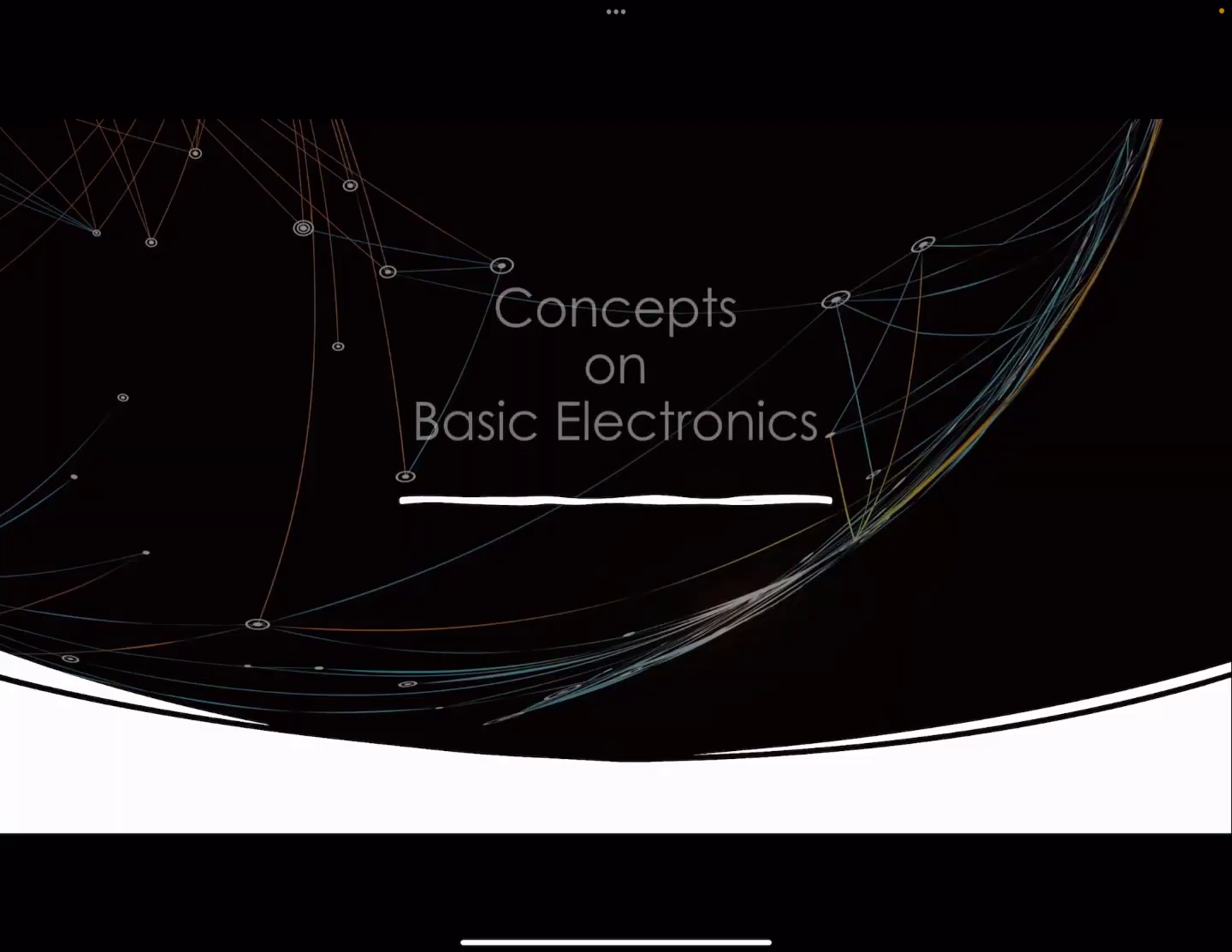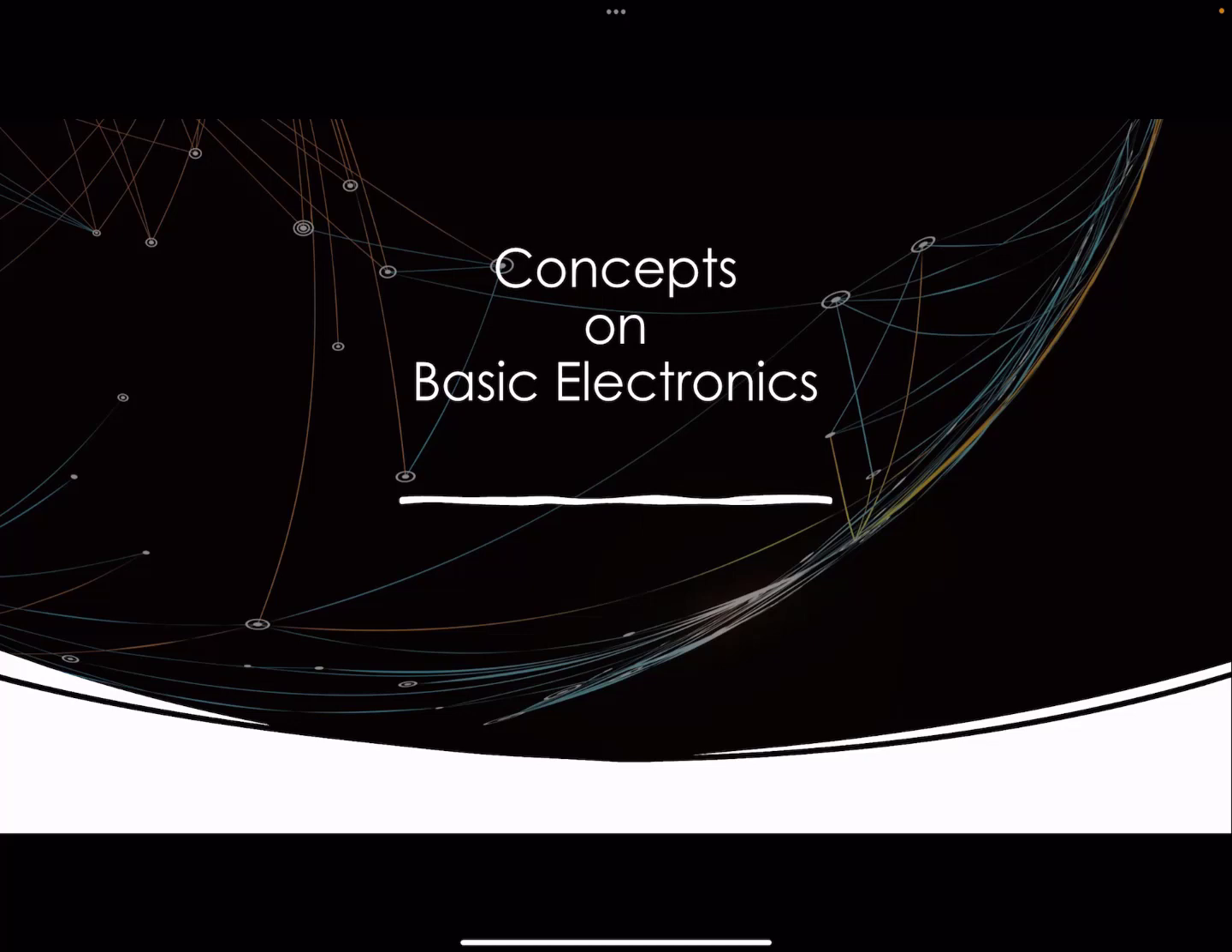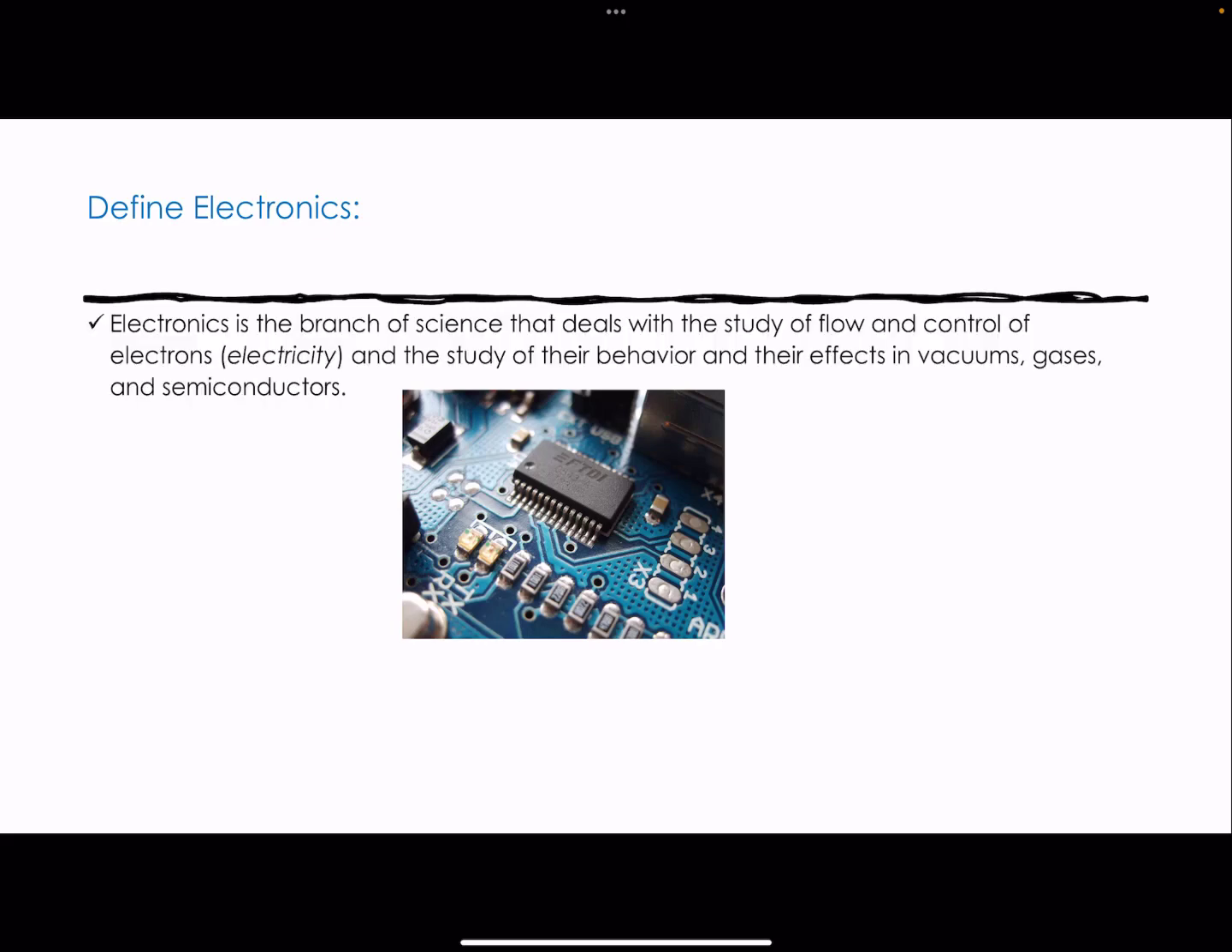Today in this video, let us learn about some of the important concepts on the basic electronics. So now moving on to the topics, first let us see how we can define electronics. Actually, there are so many ways in which electronics can be defined. One such definition is, electronics is a branch of science that deals with the study of flow and control of electrons and the study of their behavior and their effects in the vacuums, gases and the semiconductors.